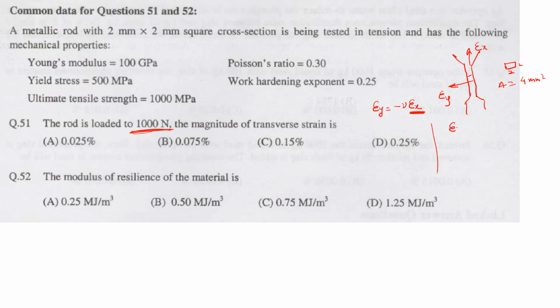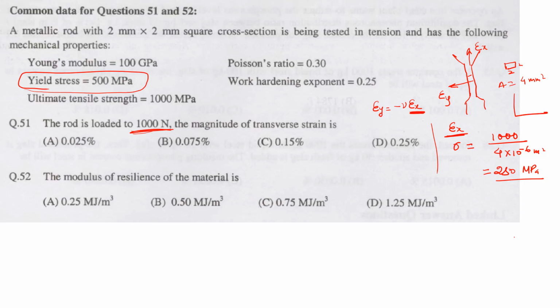Now to find this epsilon x, we need to do the hard work. For that, we first need to find the stress applied here. So 1000 Newton divided by this 4 mm square, that is 4 into 10 power minus 6 meter square. So 1000 divided by 4 is nothing but 250 MPa. So 250 MPa is the stress, and we can see that the yield stress is 500 MPa. That means it is lying in the elastic zone, right? Easy. This is 500, so it will be somewhere over here.